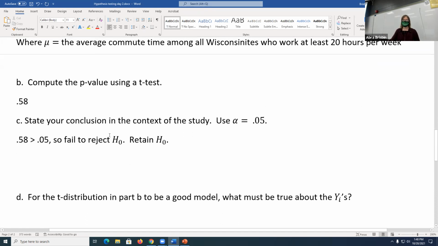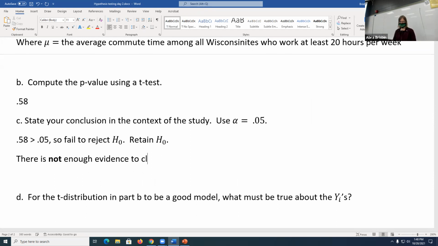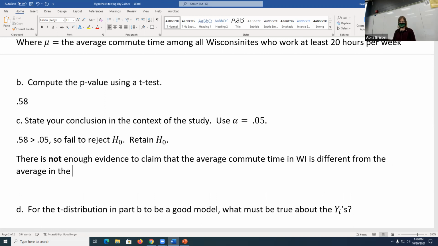So the way we put that in the context of the study would be to say there is not enough evidence to claim that, and then fill in the blank with the alternative hypothesis. So there's not enough evidence to claim that the average commute time in Wisconsin is different from 25.4 minutes per day, or is different from the average in the whole US.